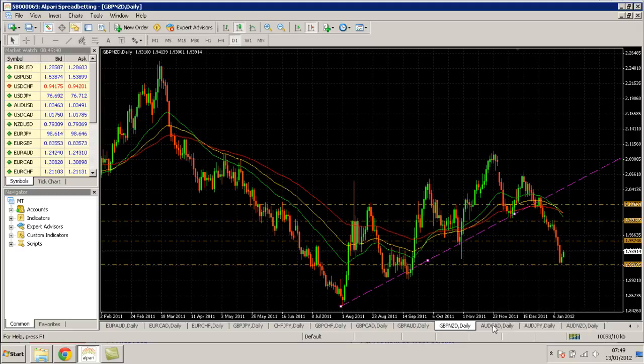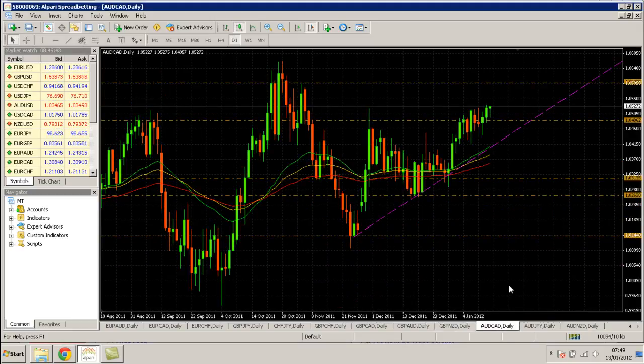Last one which we're going to have a look at today is Aussie CAD, Australian dollar versus Canadian dollar, which is a bit of an oil battle, that one, because obviously both economies are reasonably oil heavy. We have a kind of uptrend-ish. Are we grasping at straws? Maybe. Only time will tell.